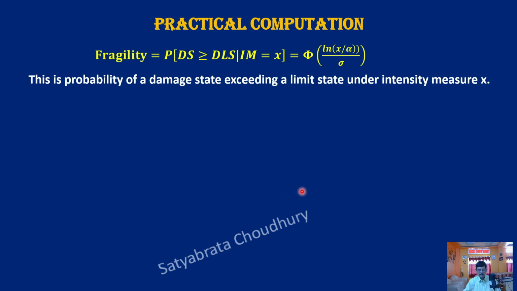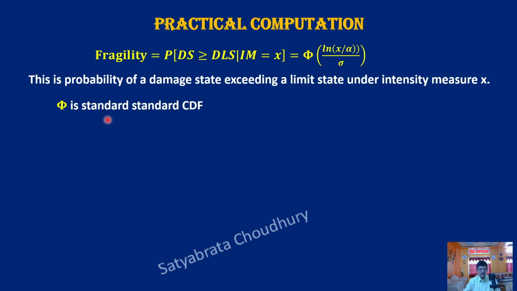Practical computation is like this. Fragility equals the probability of exceedance of a damage state greater than or equal to a given damage limit state, with the intensity measure given as x. So it can be expressed as phi, that is the CDF function, of ln(x/alpha) divided by sigma. X is some value of the intensity measure, alpha is the mean of the intensity measure, and sigma is the dispersion of the intensity measure values. This is the probability of the damage state exceeding a limit state under intensity measure x.